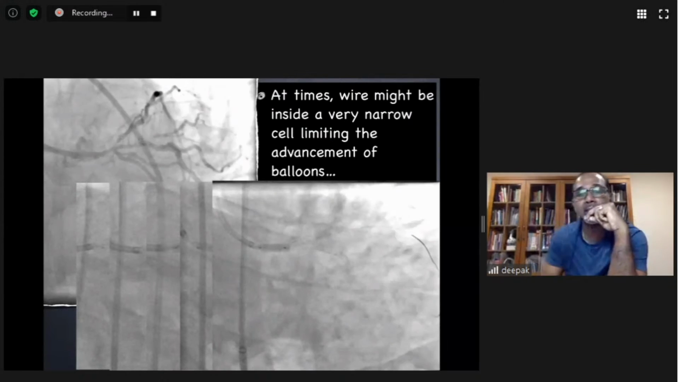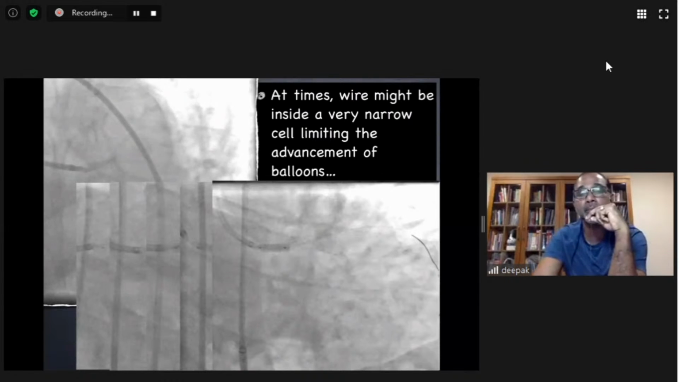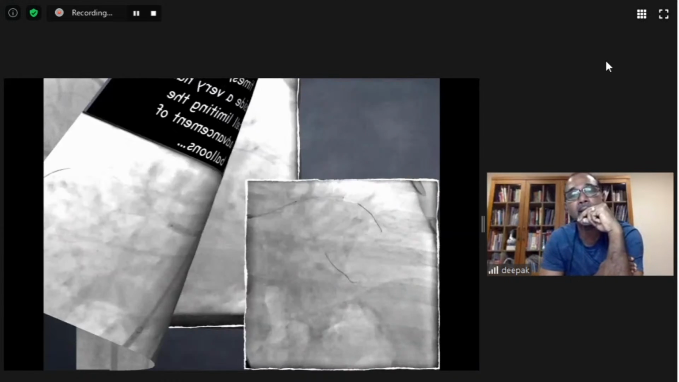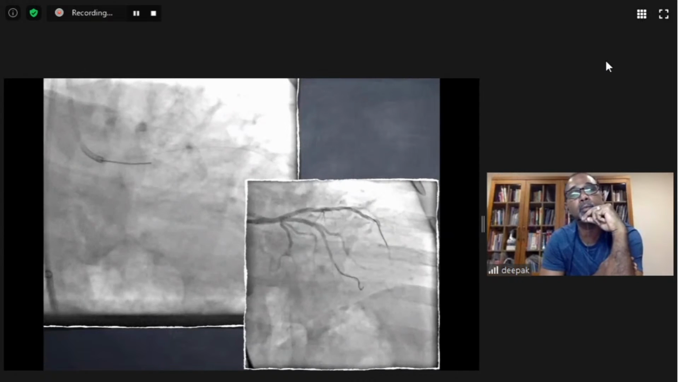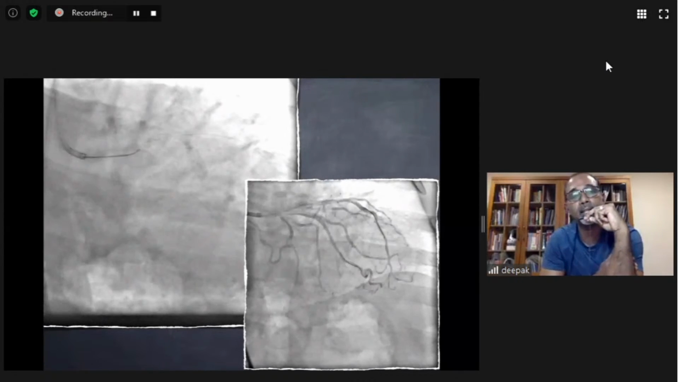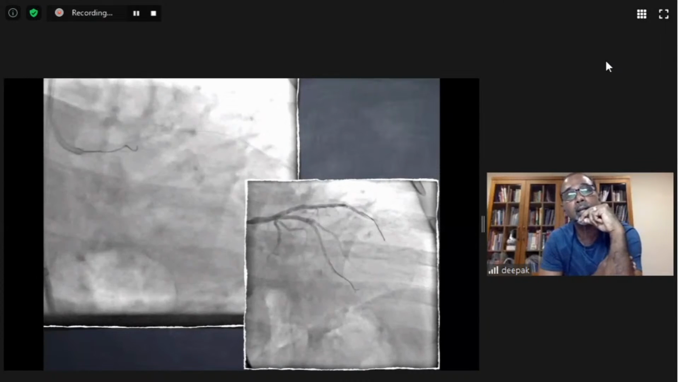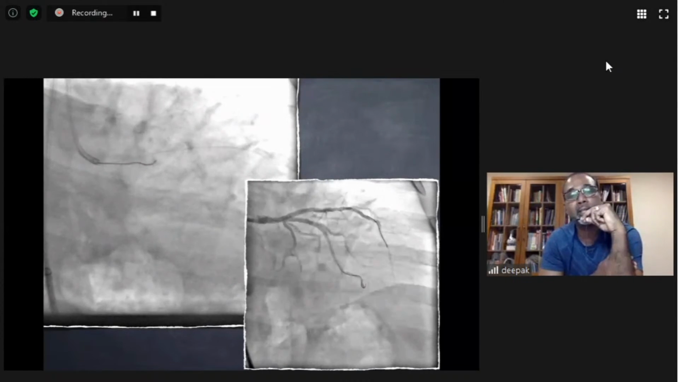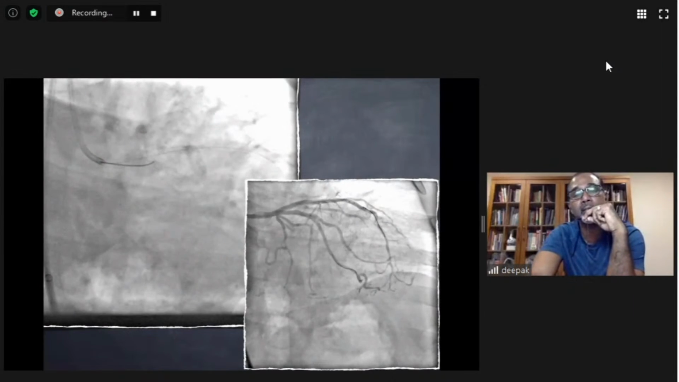And following stent implantation, following POT, we tried to go into the side branch. Now we were able to get into the side branch. You could see that the wire was going with a little bit of difficulty in the side branch. However, none of the balloons would go into the side branch over this wire. So we decided to see what exactly was happening.